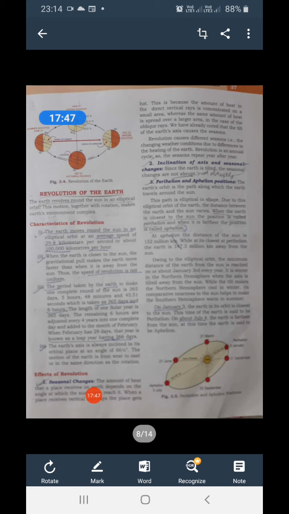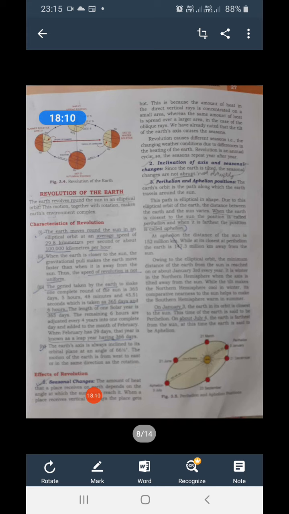The next effect of revolution is the position of the earth, referred to as perihelion and aphelion. So in the second paragraph, I have underlined the definition for you, what is perihelion and aphelion. Now you see the diagram 3.5 which is given below.